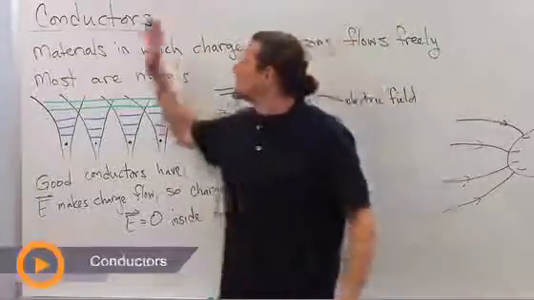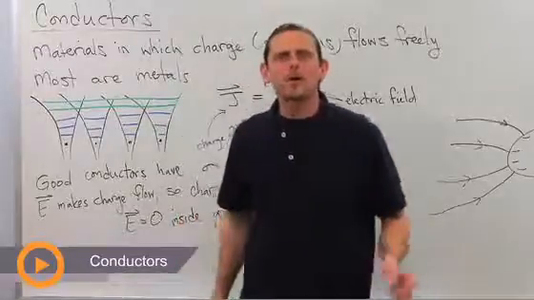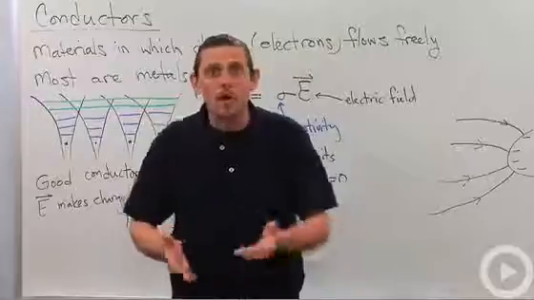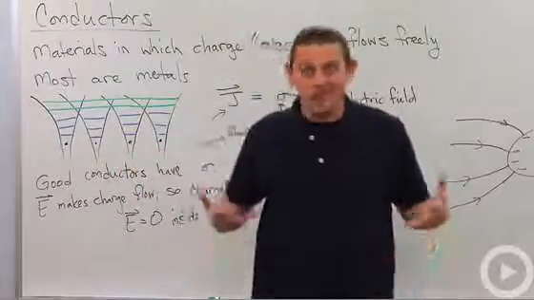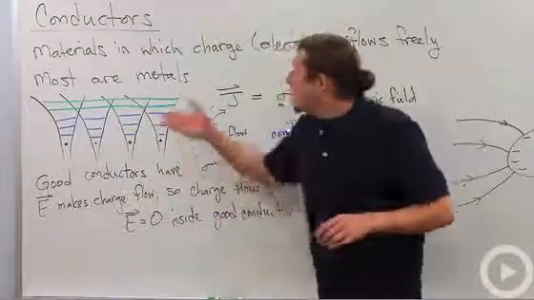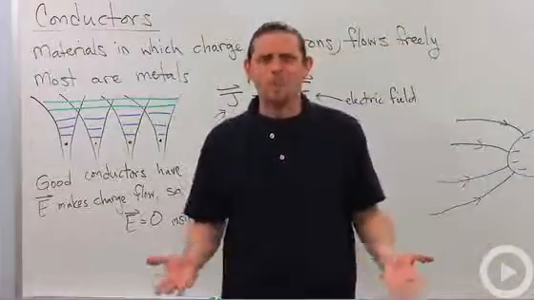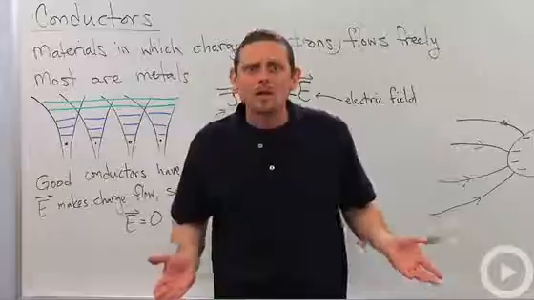So what are conductors? A conductor is a material that allows charge to flow freely through it. Now by charge, I really mean electrons. So most of these conductors are metals. So what's going on with metals that allows charge to flow freely through them?